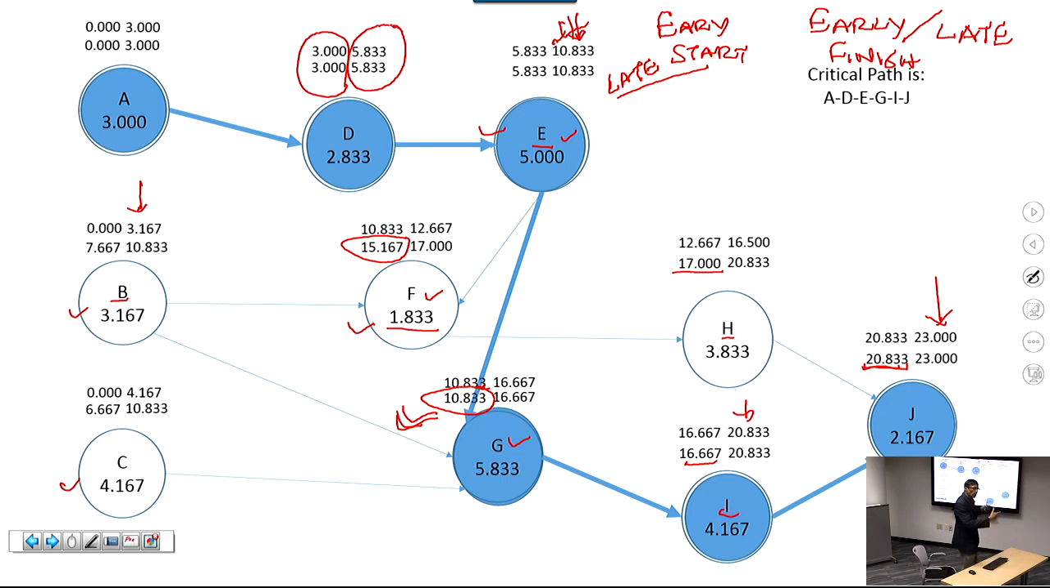So you're going to have one question separately on that, on the exam. They will give you a project network and they will say, do the critical path. So you do the forward pass, you do the backward pass.